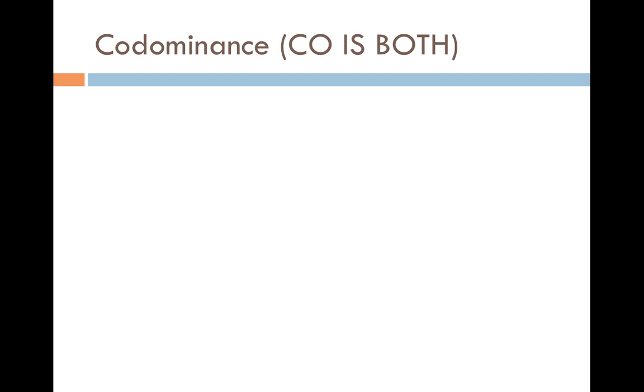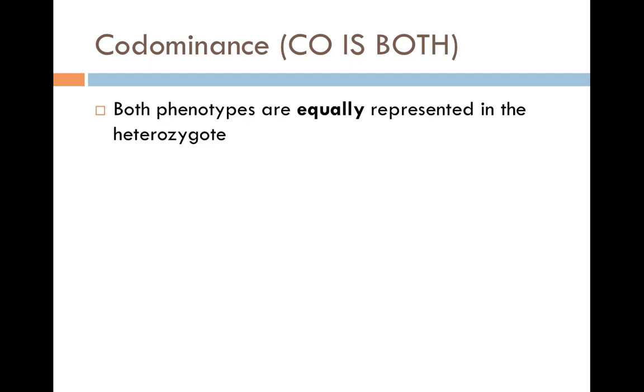Codominance is similar to that, but it's not going to be exactly the same. Our saying for this is co is both. That means both phenotypes, both physical traits, are going to be equally expressed in an organism that inherits the two different versions of the gene, or as we have been calling it, the heterozygote.